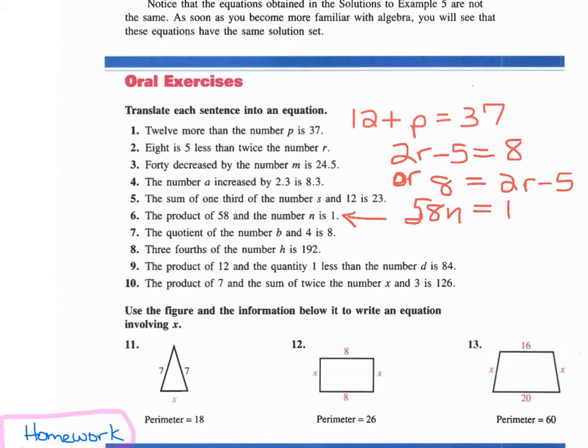Let's try division. Let's do number 7. It says the quotient of the number b and 4 is 8.